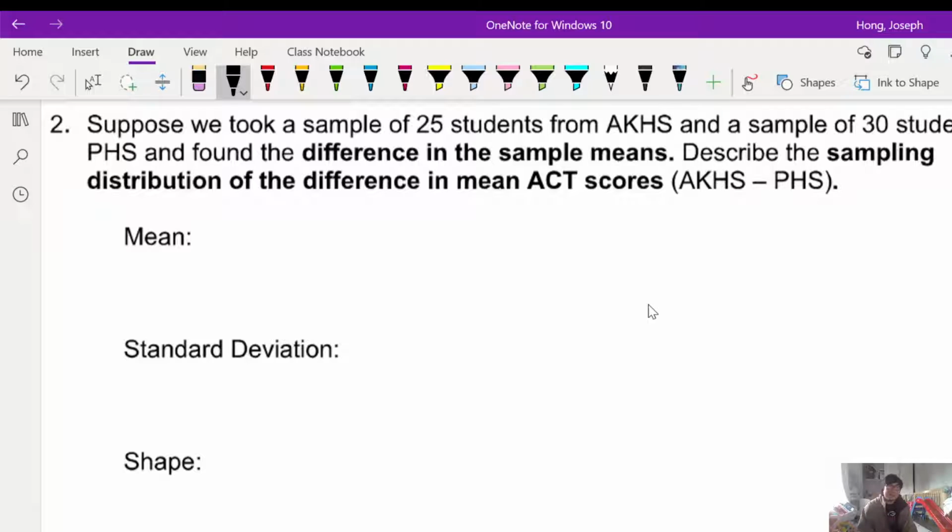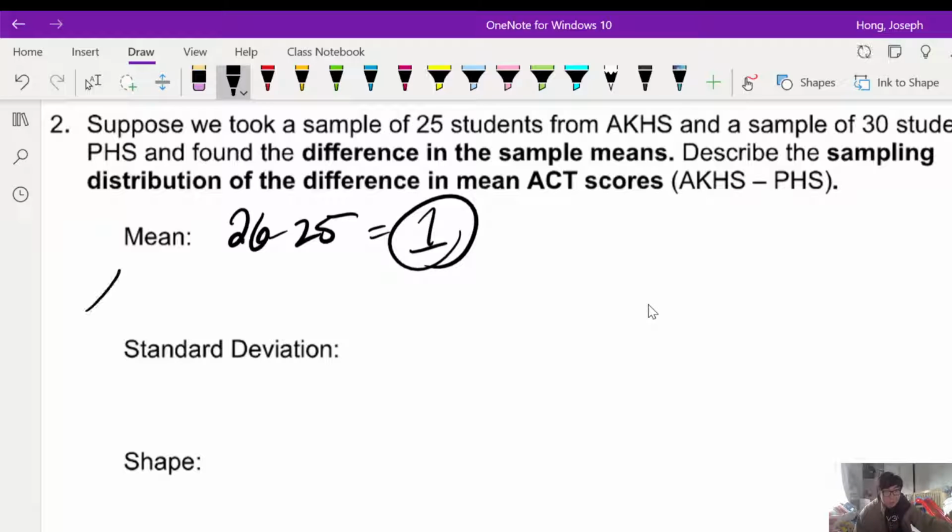So we need to find the differences of the sampling distribution. Describe the sampling distribution of the differences of the ACT scores. We're going to be doing AKHS minus PHS. The mean is pretty easy, right? Because it's 26 subtracted by 25, and that's 1. Really what I did was mu of A minus mu of P, which is this equation.